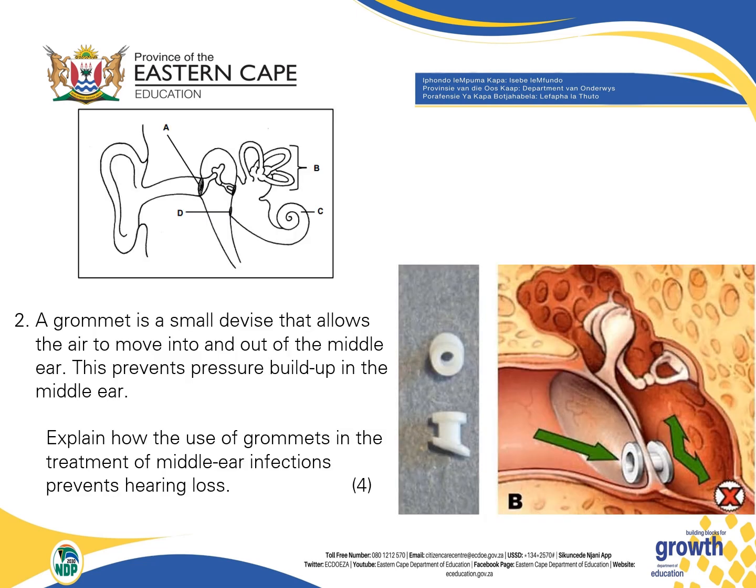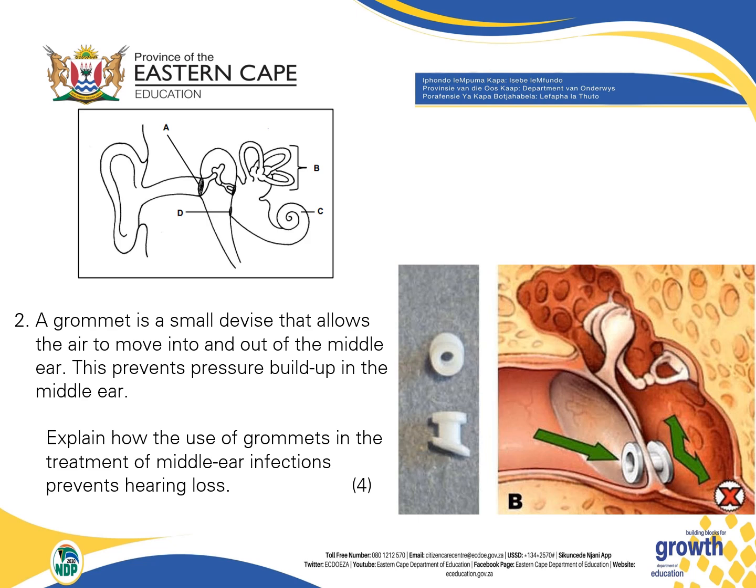In the next question, they asked: a grommet is a small device that allows the air to move into and out of the middle ear. This prevents pressure buildup in the middle ear. Explain how a grommet is used in the treatment of middle ear infections to prevent hearing loss.